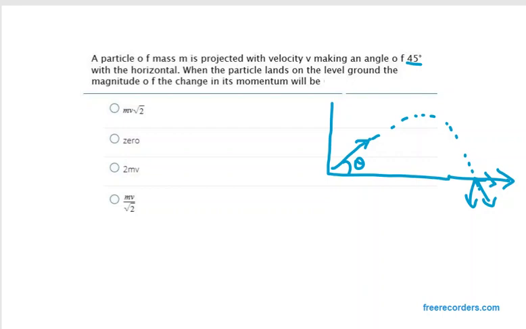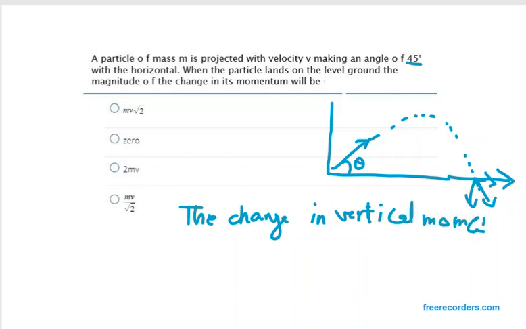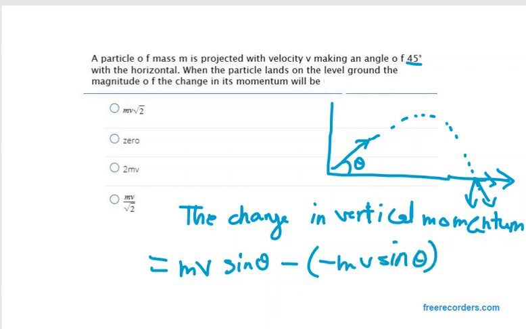So from the figure, as you can see, the horizontal momentum does not change. So we need to actually find the change in vertical momentum only. So let us write the change in vertical momentum. It will be given by mv sine theta minus minus mv sine theta. So this will be twice of mv sine theta.